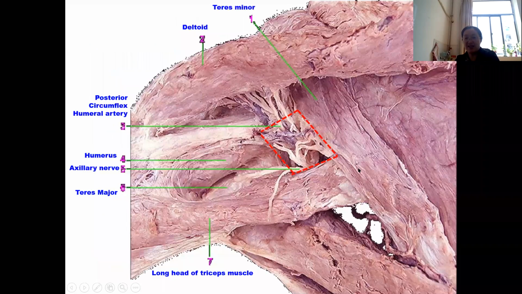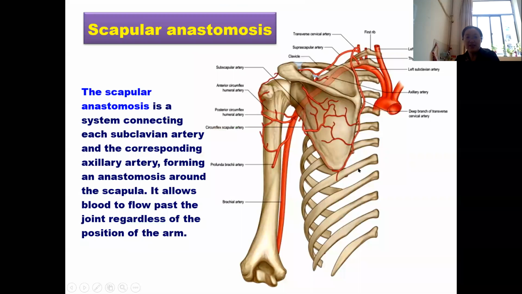Okay. Here, I'll show you. For the scapular region, most of the blood vessels can connect with each other. In this way, we call it anastomosis. Anastomosis, okay. We just need to know this much.